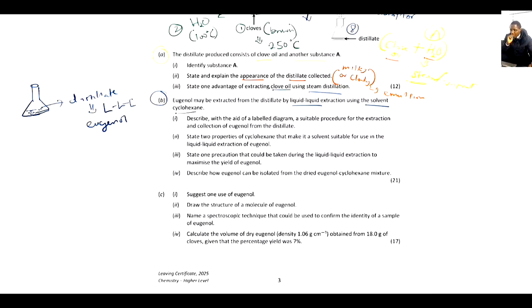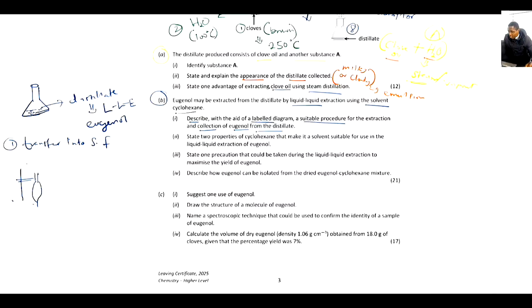Now the question says describe with the aid of a labelled diagram a suitable procedure for extraction and collection of eugenol from the distillate. How do we collect this eugenol from the distillate? The first thing is to transfer it into a separating funnel, SF. With the aid of the diagram, don't forget, you clamp and then you put your separating funnel.